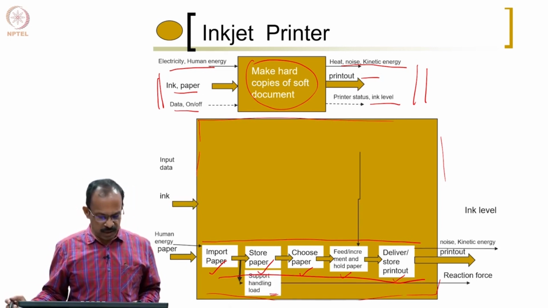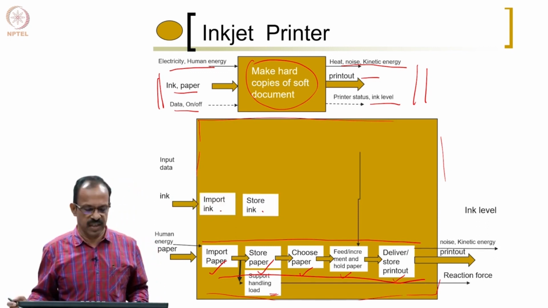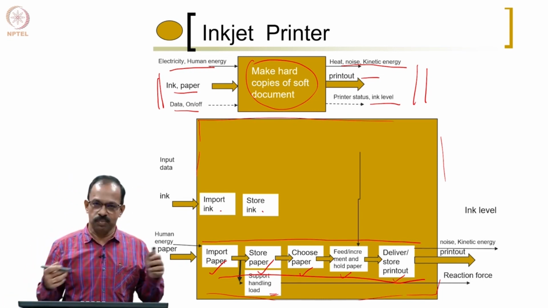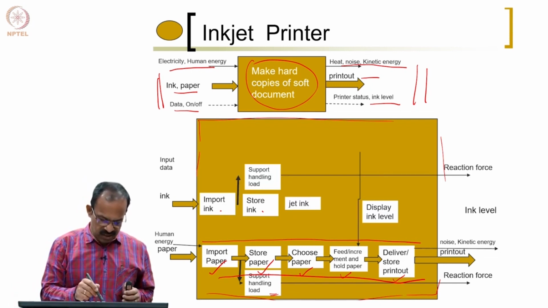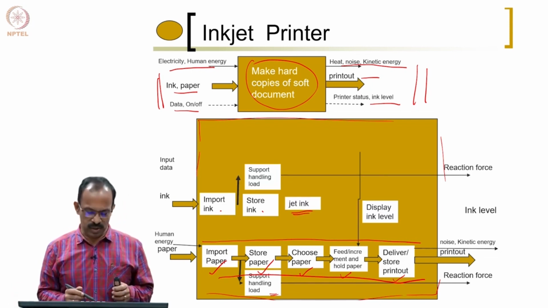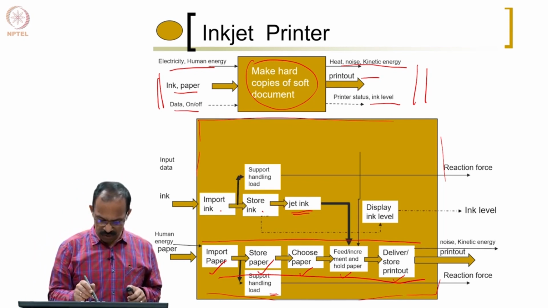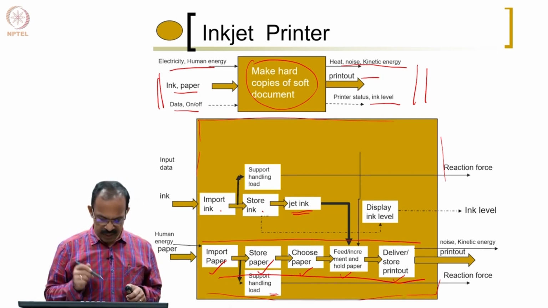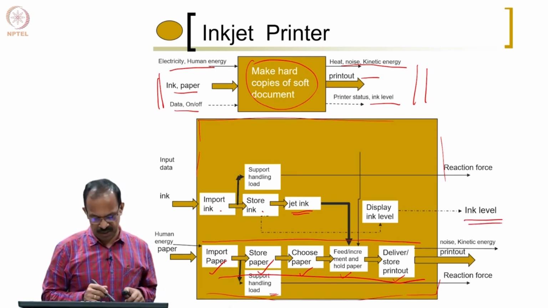Okay. Then we will see the ink. So, import ink and store ink. If it is an inkjet printer, you need to have some ink stored. So, import is bringing in the ink and then storing it. Then jet ink, that means you have to convert that into a jet, and then you have to display the ink level also. That is information that you need to see based on the stored ink, you will display the ink level, and that will be going out as an output signal or information.